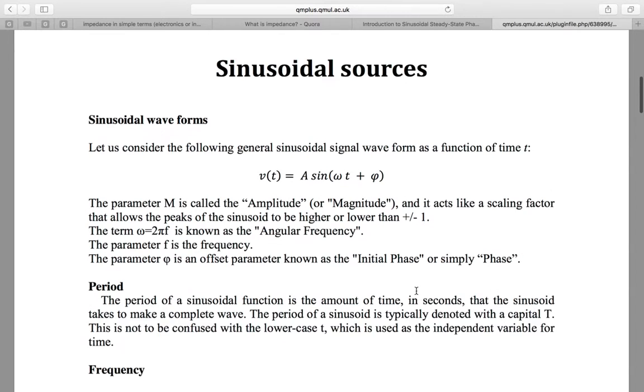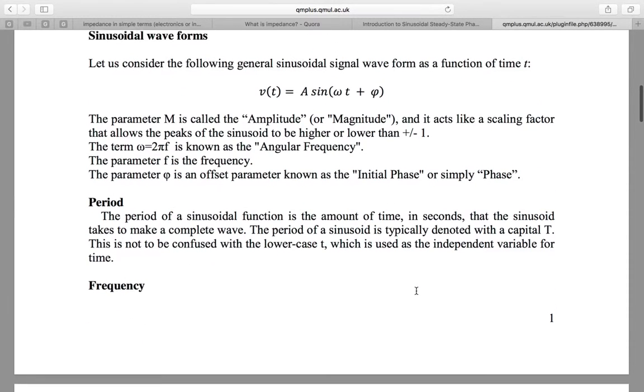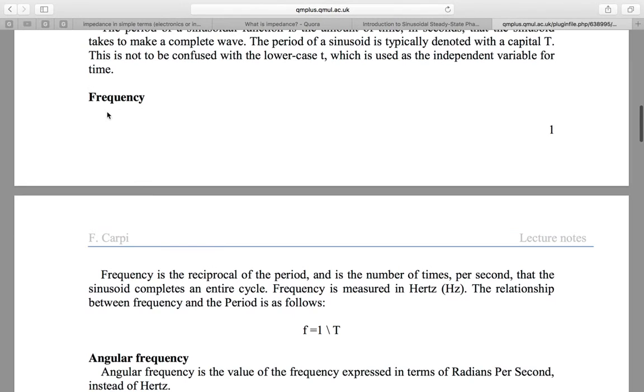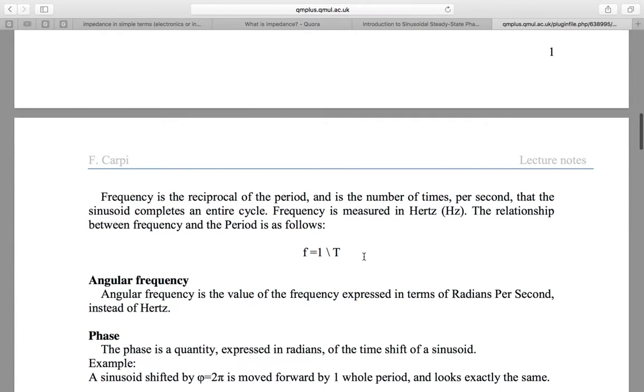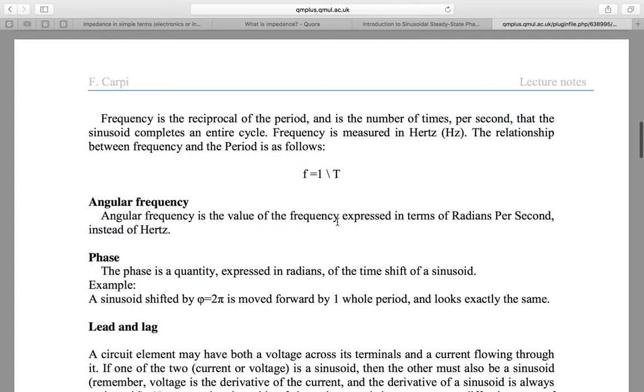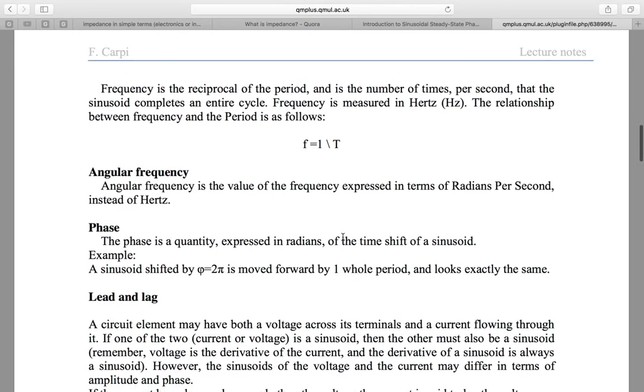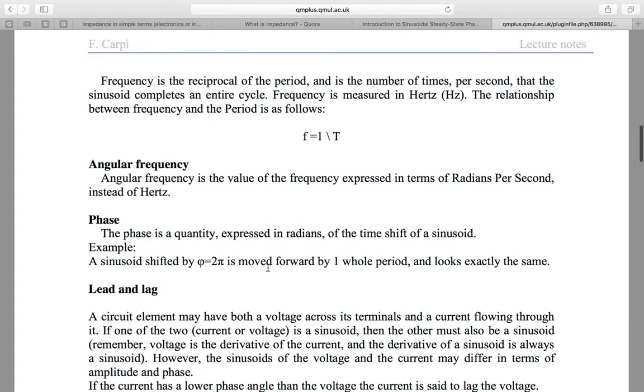There are things that you need to know for the sinusoidal source. One is the period. Period is the amount of time it takes to complete one full oscillation of the wave, and frequency on the other hand is the number of oscillations per second, and it's the reciprocal of the period, 1 over T in fact. And the angular frequency is the value of the frequency expressed in terms of radians per second. And phase is quite complicated because phase is a quantity expressed in radians of the time shift of a sinusoid. So I don't really know the meaning, but if you have phi equals 2 pi, it means that it's moved forward by one whole period.